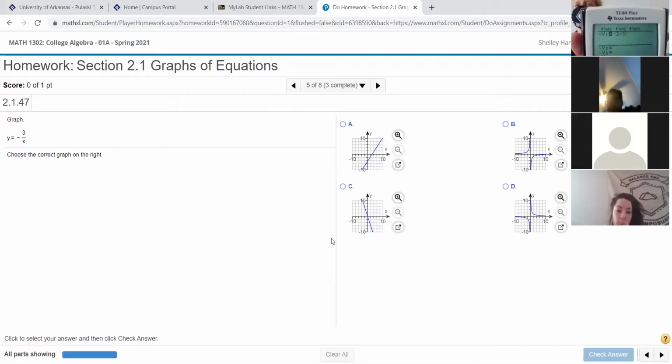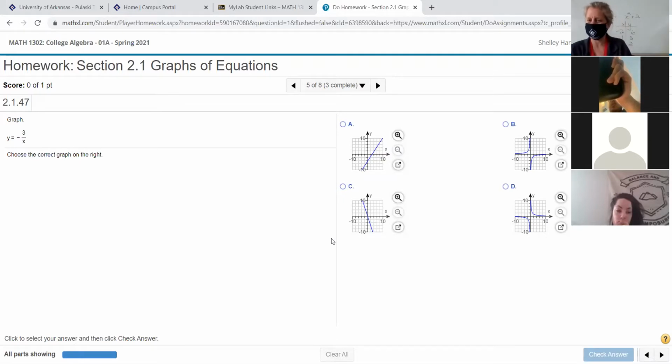This is called a rational function when your x is in the denominator like that. The shape it's going to make is that shape, right? A and C look like they're both just straight lines. Those are called linear functions, and those come in when you just have an x. It's not squared, it's not in the denominator, it's not inside absolute value bars, it's not cubed. A plain x graph is what makes those straight lines, okay?